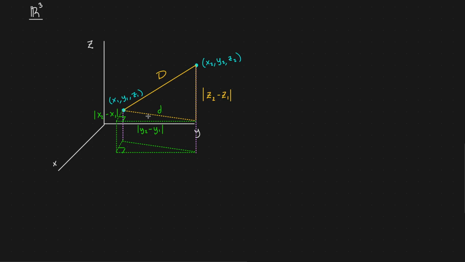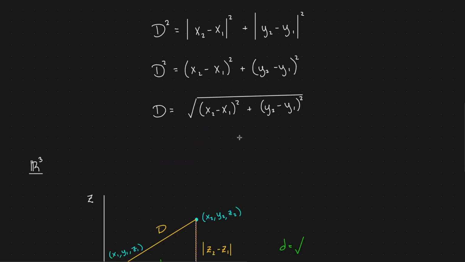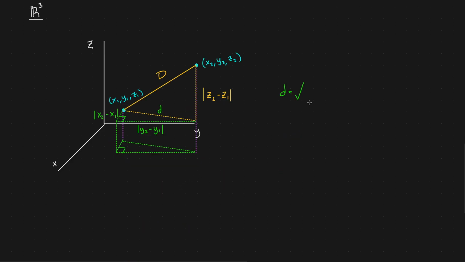Okay. And so now I have a triangle here. I can find that little d using our distance formula for two-dimensional space, or just the Pythagorean theorem if you want. I'll have x2 minus x1 squared plus y2 minus y1 squared. Again, I could drop the absolute values since I'm squaring them. And I'm taking the square root. I want the positive root because little d represents a distance.